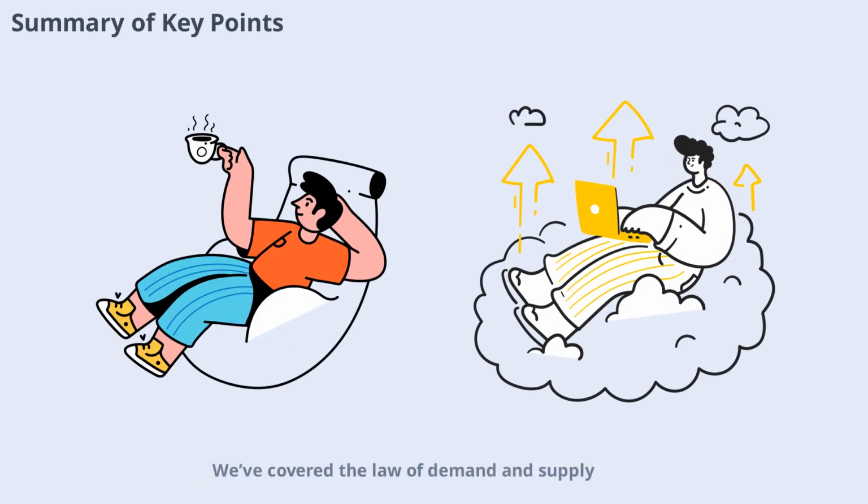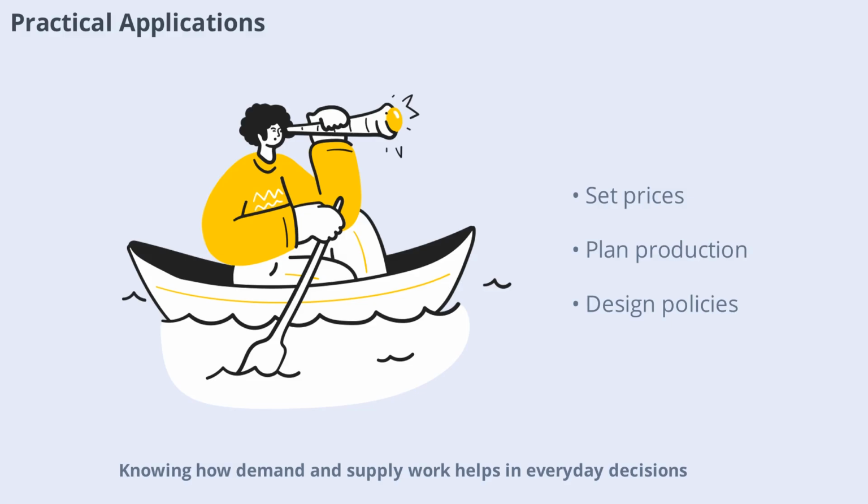We've covered the law of demand and supply, the difference between individual and market curves, and the determinants that cause these curves to shift. Understanding these concepts is essential for analyzing how markets function and respond to changes. Knowing how demand and supply work helps in everyday decisions from shopping to investing. Businesses use these concepts to set prices and plan production, while policymakers rely on them to design effective economic policies.